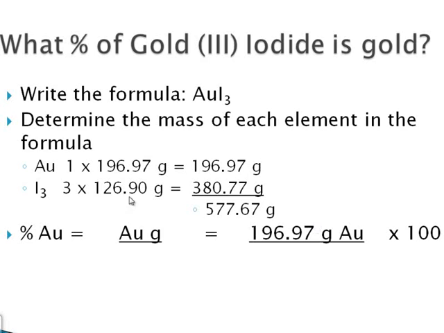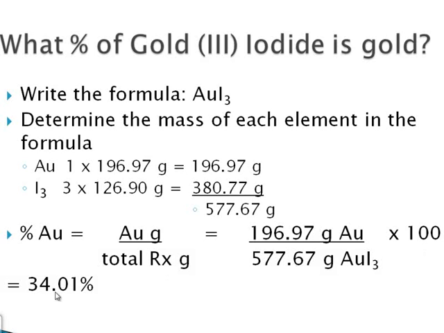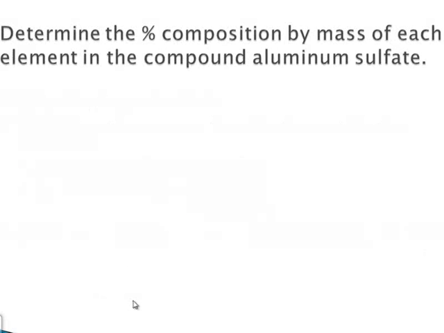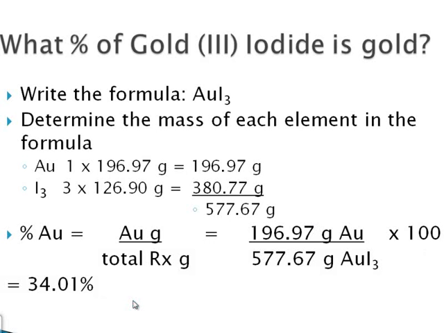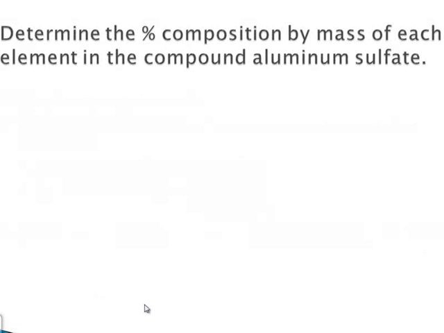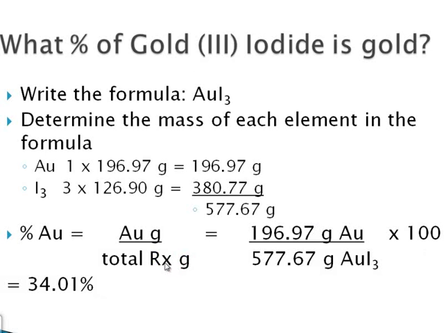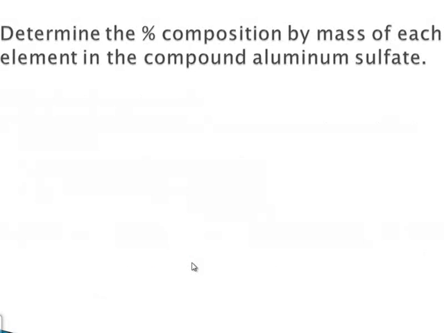So in order to figure out the percent that's contributed from gold, all I do is I take the amount from gold and divide it by the total. So gold is 196.97 divided by the total, multiplied times 100, gives me 34.01% gold. And the remainder would be my percent iodine. So that's all I'm looking for, is percent gold. Let's take a look at another one.